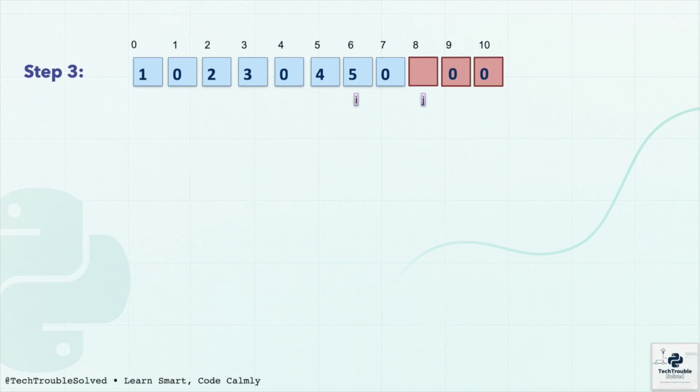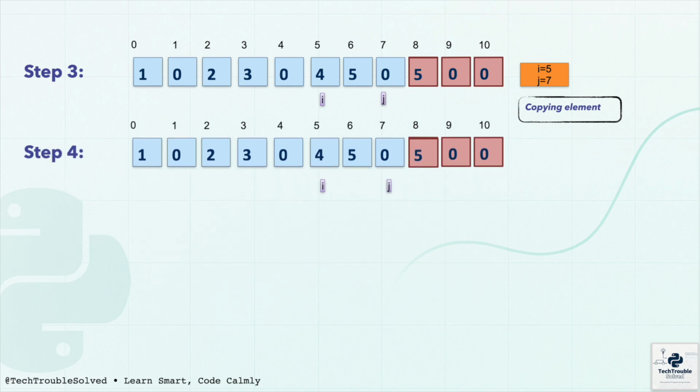In step 3, currently I is at 6 and j is at 8. We copy the element 5 from index 6 to index 8. No duplication this time since it's not a 0. So after the end of step 3, I is at 5 and j equal to 7. In step 4, I is at 5 and j is at 7. We copy the element 4 to index 7. Still no 0, both pointers step back normally. So at the end of step 4, I will be at 4 and j will be at 6.